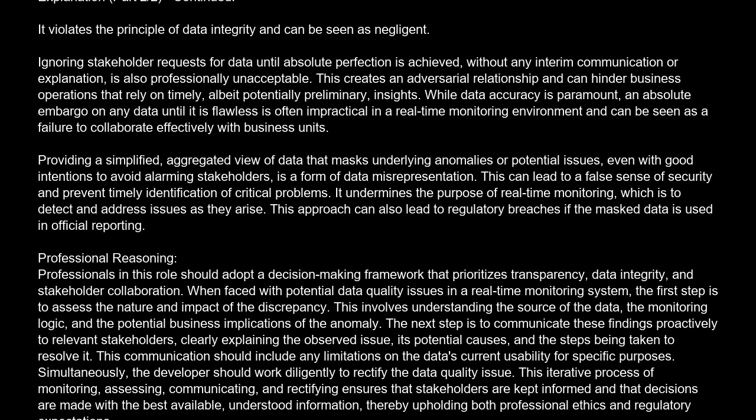The next step is to communicate these findings proactively to relevant stakeholders, clearly explaining the observed issue, its potential causes, and the steps being taken to resolve it. This communication should include any limitations on the data's current usability for specific purposes. Simultaneously, the developer should work diligently to rectify the data quality issue. This iterative process of monitoring, assessing, communicating, and rectifying ensures that stakeholders are kept informed, and that decisions are made with the best available, understood information, thereby upholding both professional ethics and regulatory expectations.